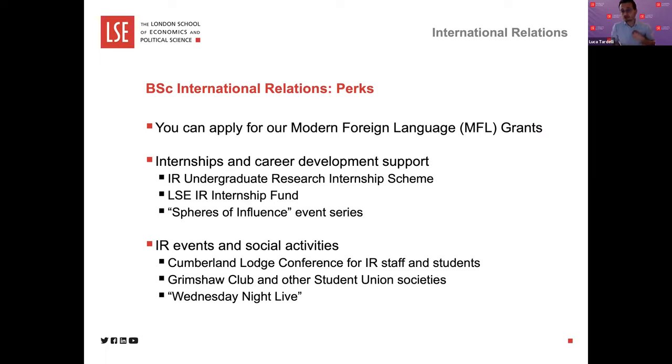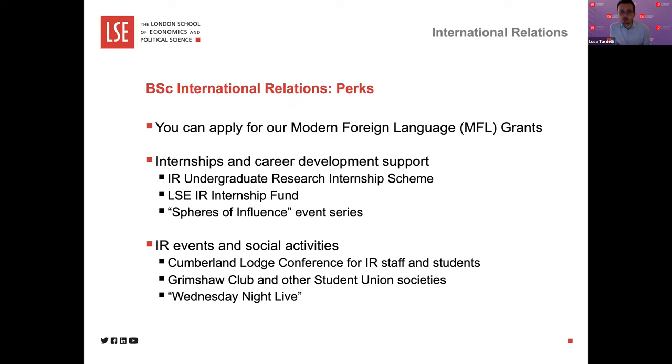But in that case, you can also take evening language courses offered by our language center at the LSE. There is a fee to pay, but as a BSc International Relations student, you can always apply for our modern foreign language grants as a way for the department to cover the costs of that evening language course. So it's an opportunity given to you as BSc International Relations students.